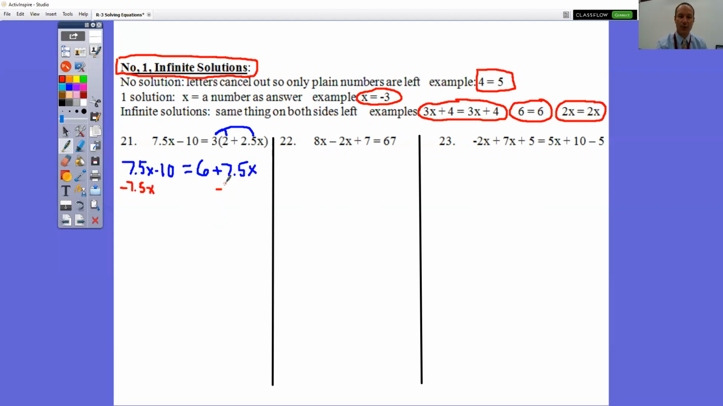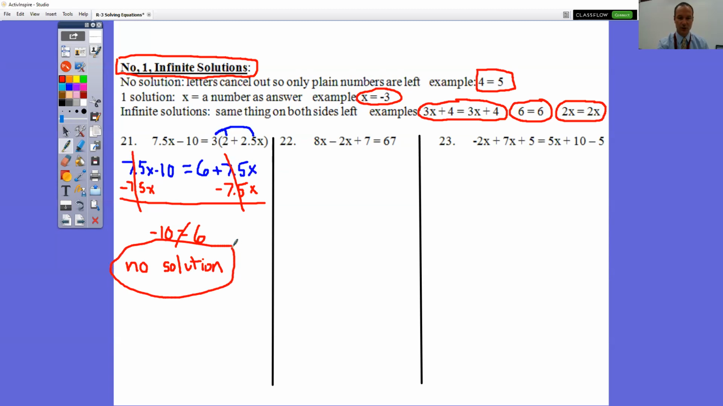So what I want to do is variables on both sides. It's a positive 7.5x, so I want to do minus 7.5x and minus 7.5x. When I do that, these would cancel out and these would cancel out. So what I'm left with is negative 10 equals 6. Negative 10 does not equal 6. All of my letters canceled out. I'm left with two numbers that are not equal to each other. So therefore, this is no solution. That's actually what you're going to type into the answer box today in class.